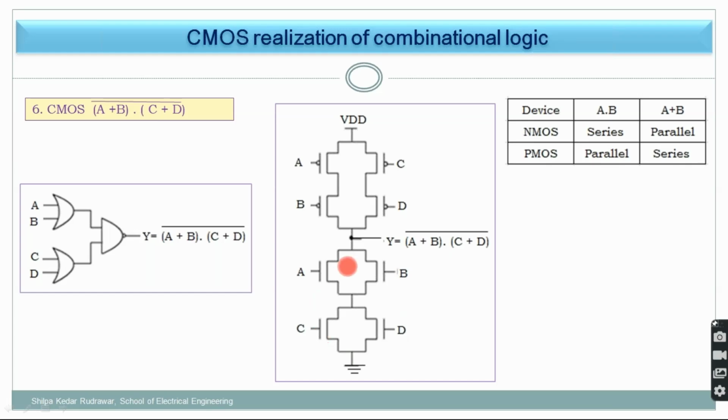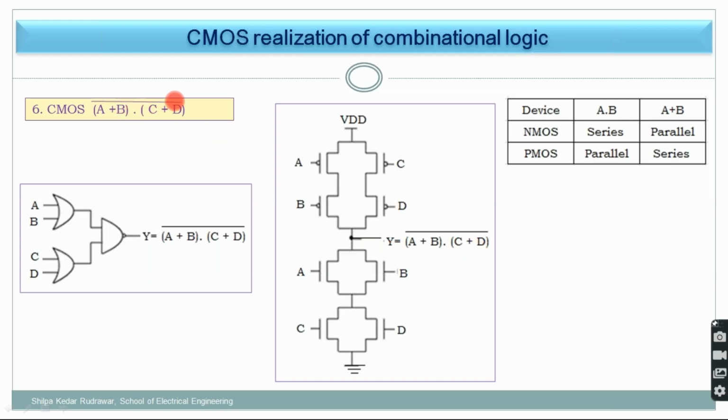In the same way, opposite to that is for the PMOS, means now AB are in parallel. So here AB are in series. In the diagram you need to mention PMOS by showing a bubble over here, otherwise everything will be wrong. So AB will be in series, and this series combination will be in parallel with the series combination of CD. So this AB is in parallel with the series combination of CD, and in this way your circuitry of this A plus B into C plus D whole complement is ready.